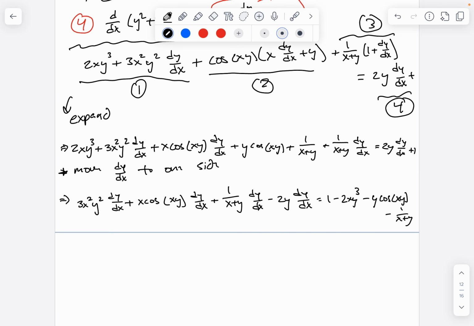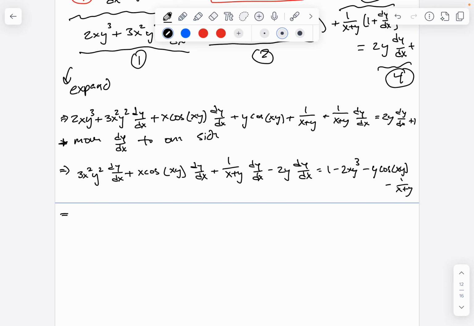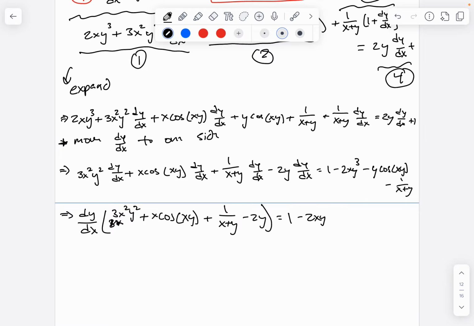So now let's factor out the dy dx. So this can be rewritten as dy dx, factored out, multiplied by 3x squared y squared plus x cosine xy plus 1 over x plus y minus 2y, is equal to 1 minus 2xy cubed minus y cosine xy minus 1 over x plus y. Sorry guys, it's been a long day.